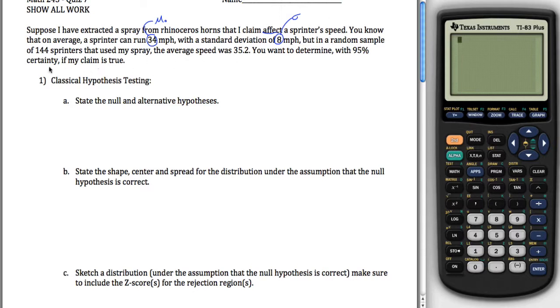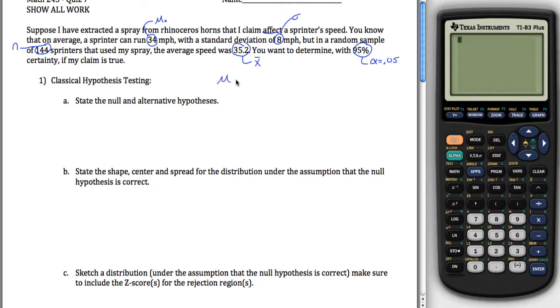But now we start talking about our sample. We have a random sample of 144 sprinters. So that's going to be n, the number of observations in our sample. And for those n, we got x bar is 35.2. So x bar, our sample average, is 35.2. And we want 95% certainty, so alpha is equal to 0.05. All right, and I think that's everything we need.